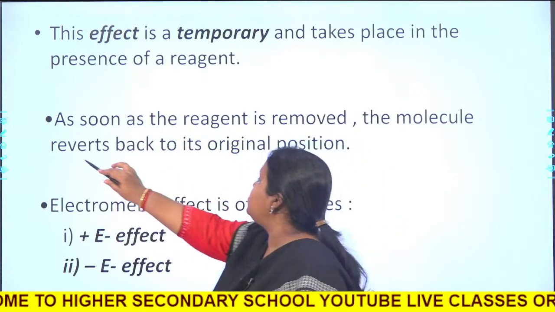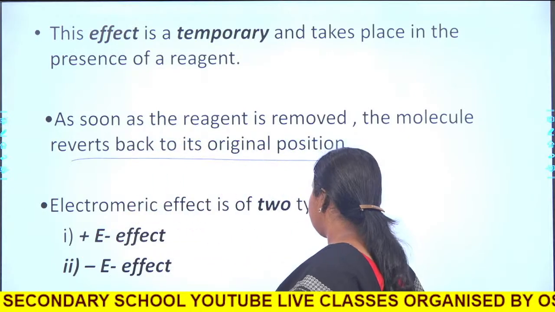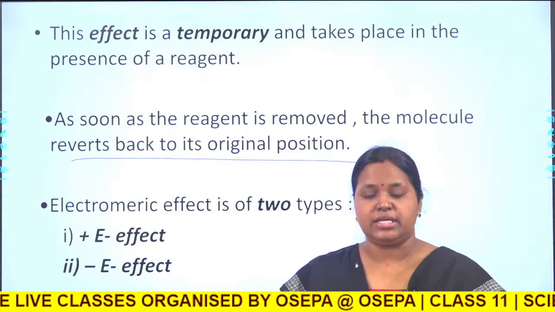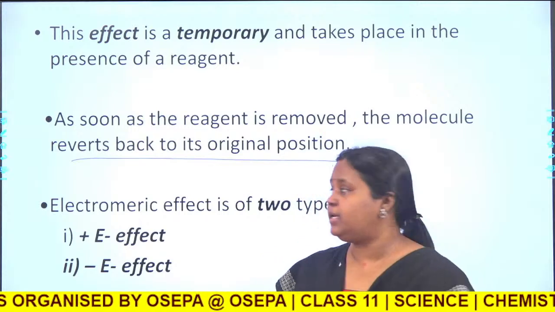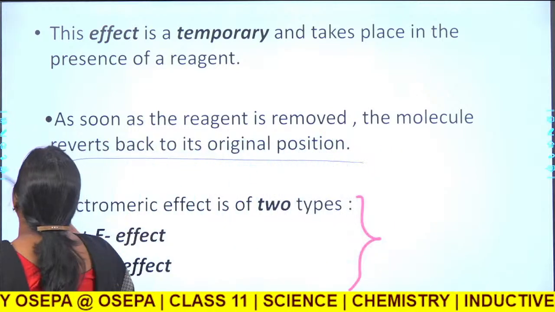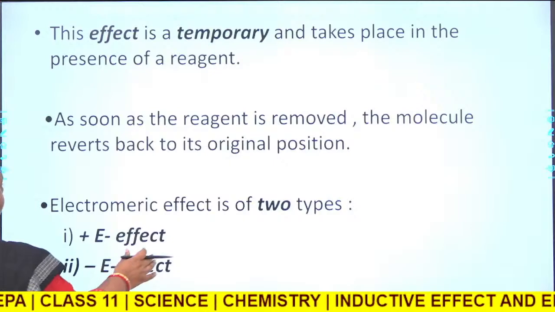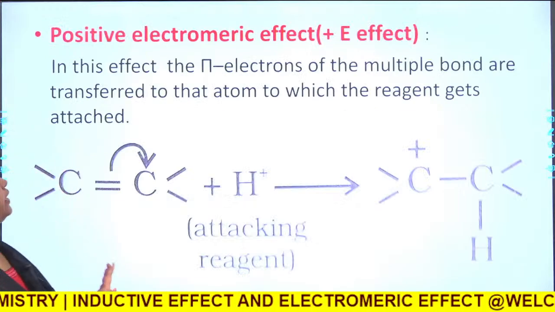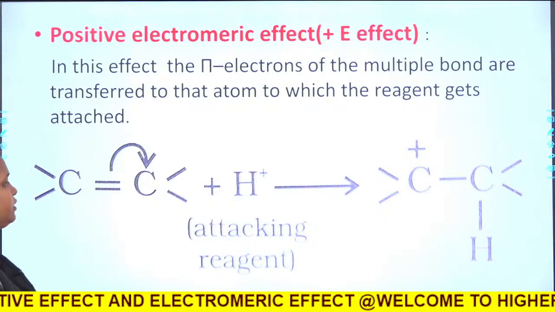So it reverts back to its original position. Electromeric effect is of two types, that is plus E effect and minus E effect. We will discuss them one by one. Positive electromeric effect. So what is positive electromeric effect?